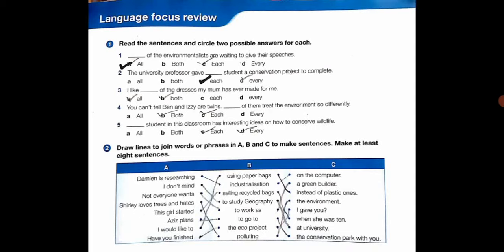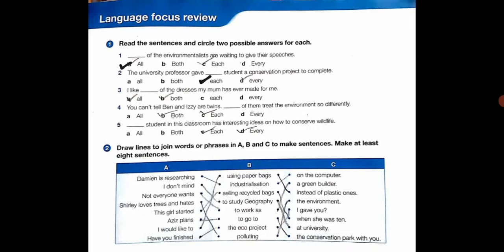So how many determiners do we have? All, every, each, both. We have already read about these words, and now I'm going to solve this exercise related with the determiners and the same concept. The first: read the sentences and circle two possible answers for each.